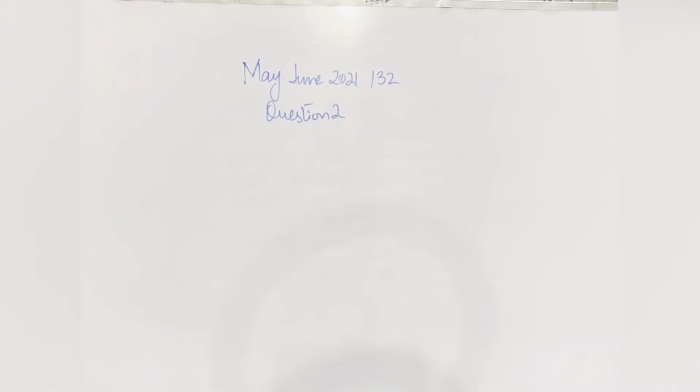Now we'll be continuing with the paper May June 2021 variant 3-2 and the question number 2. I've made the video for question number 1, you can go see my channel. Alright, so in question number 2 it's related to ratios and a bit of non-current asset schedule.